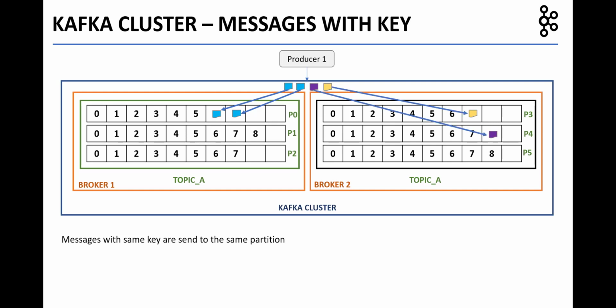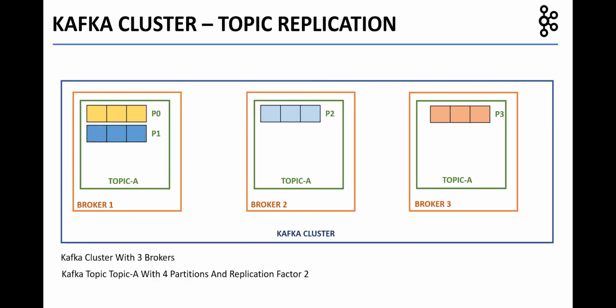Now let's take a look at the concept of replication factor and see how data is replicated across Kafka brokers in a cluster. What we have here is a Kafka cluster with 3 brokers, and it has a topic A with 4 partitions. Partition 0 and partition 1 are created in broker 1, partition 2 is created in broker 2, and partition 3 is created in broker 3.